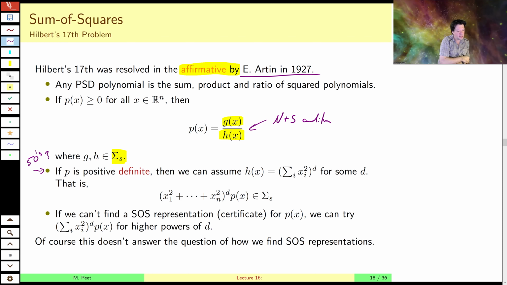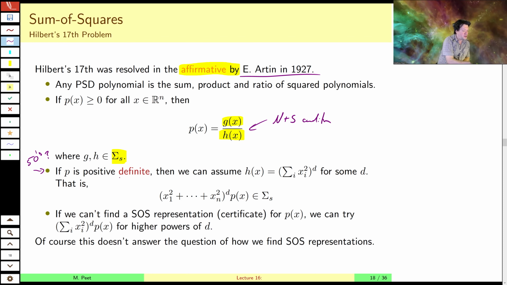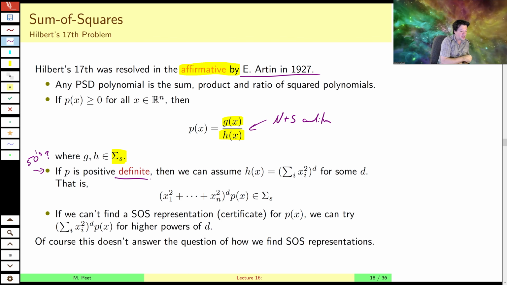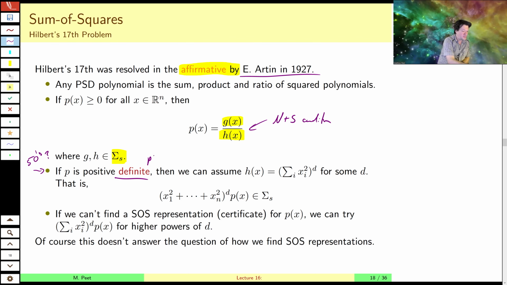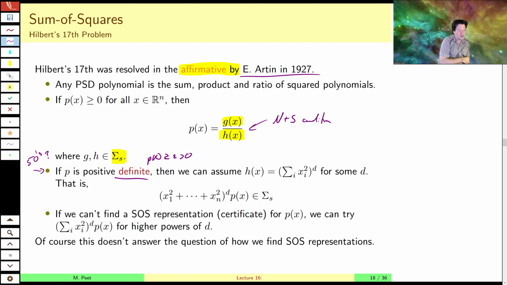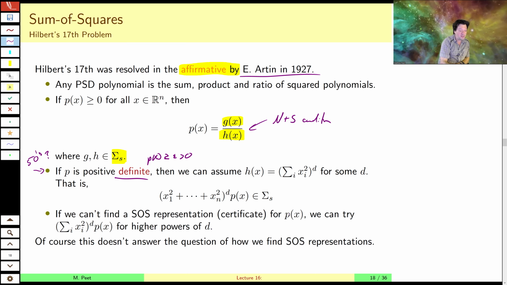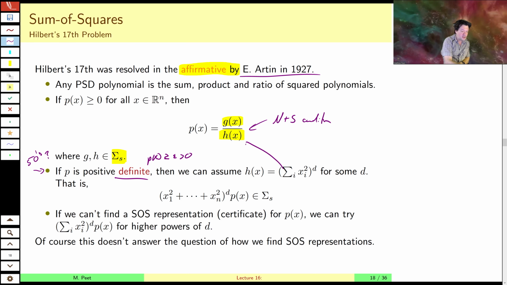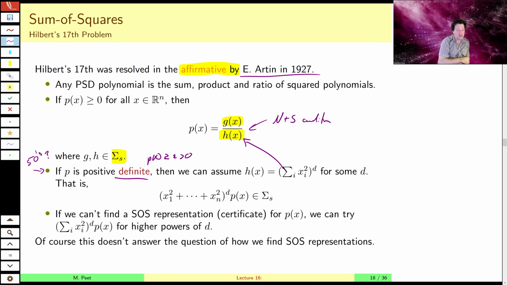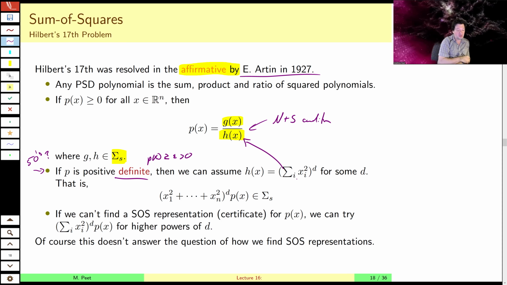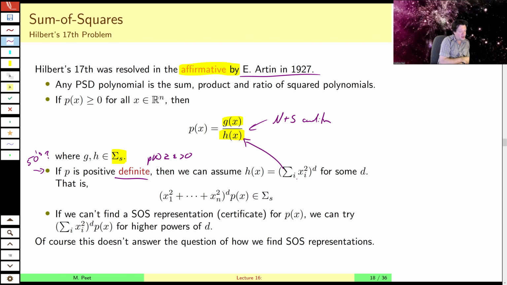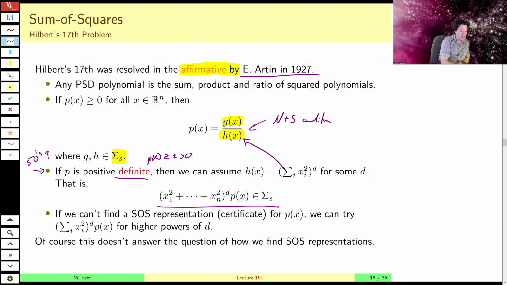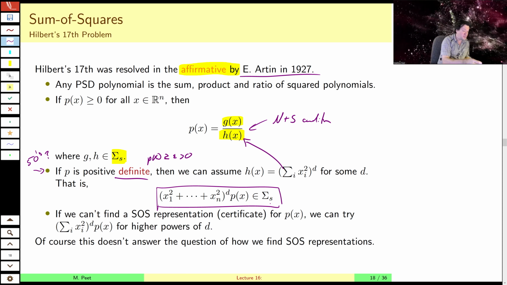I'll put a question mark next to that. Where if the polynomial is positive definite, that means greater than some positive constant epsilon, which is greater than 0, then actually we can assume that the squares on the bottom have a very specific structure. Specifically, they're just the sums of the squares of the individual variables to some power d. So sums of squares to the power d, which is obviously also a sum of squares. That is a necessary and sufficient condition for strict positive definiteness.